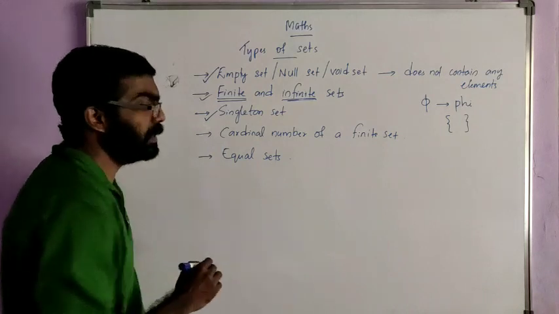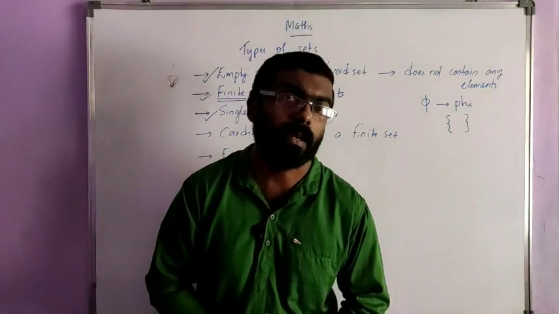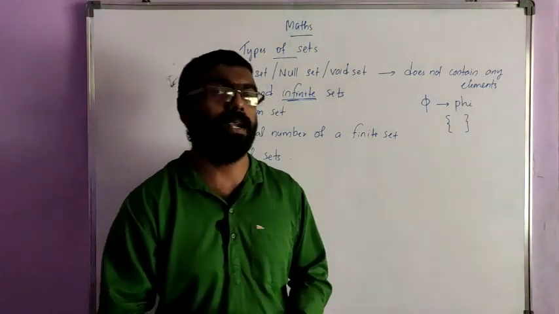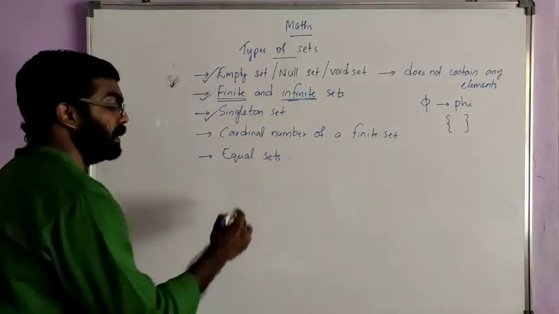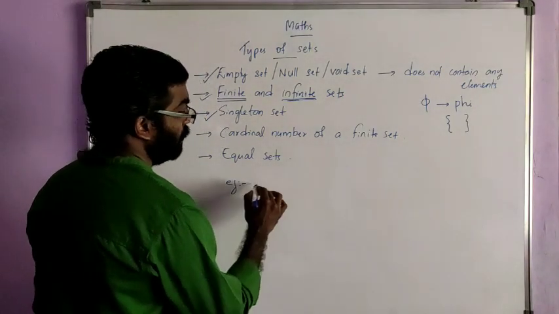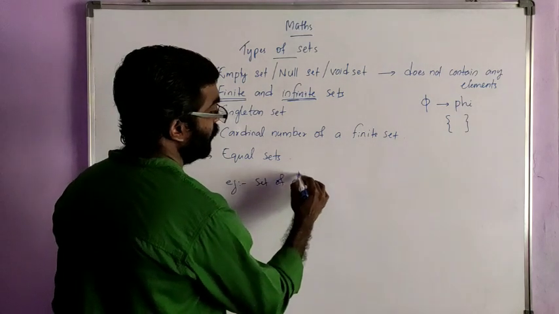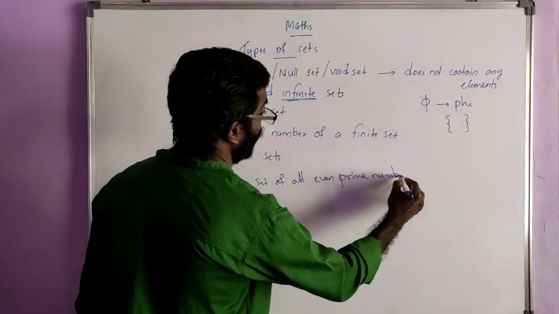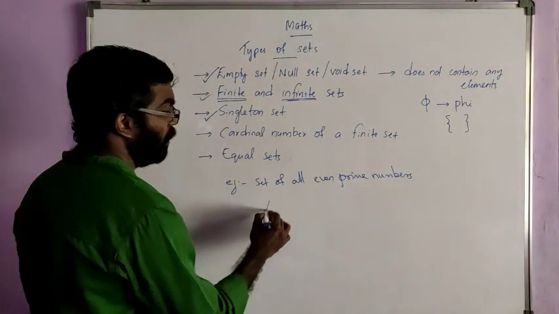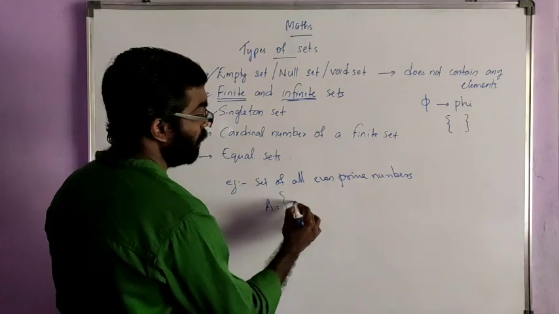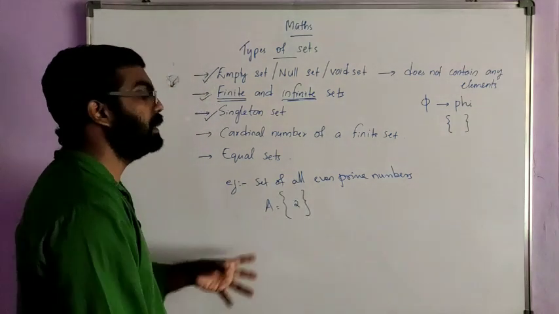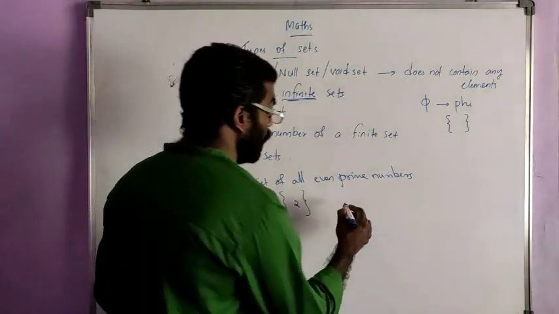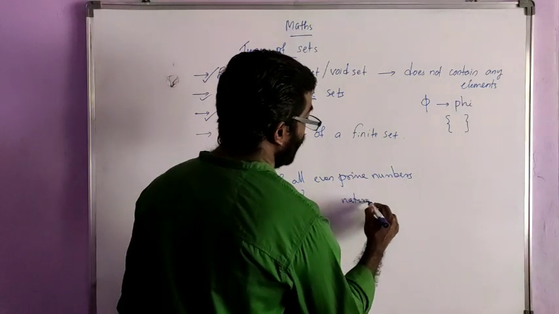Singleton set means a set which contains only one element. A set which consists of only one element is called what? Singleton set. For example, the set of all even prime numbers. We all know if we list out the numbers, we get the number 2 only, because 2 is the only even prime number.